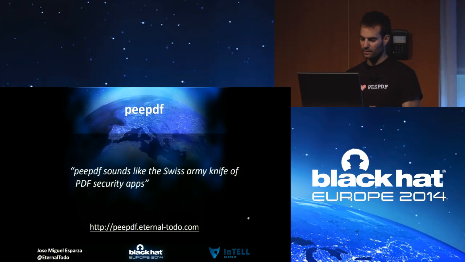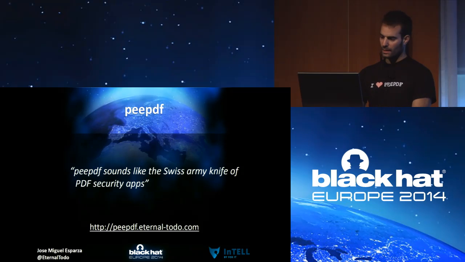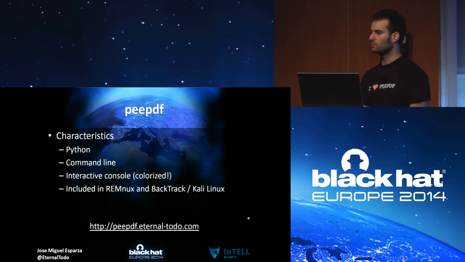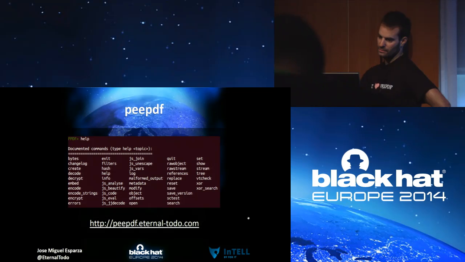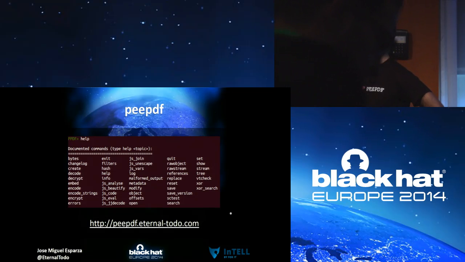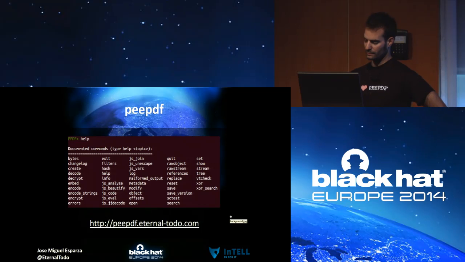So to analyze the PDF files, I use the tool that I wrote some time ago. That's called peepdf. It's a Python tool with a command line. You have an interactive console, as you have seen before, with a lot of commands, with colors also. And this tool is included in REMnux. It was included in BackTrack, and now it's in Kali Linux. So these are all the commands that we can see that I will explain later.